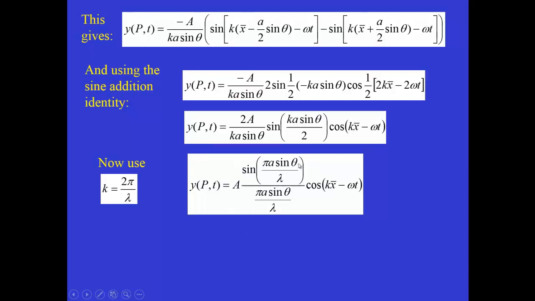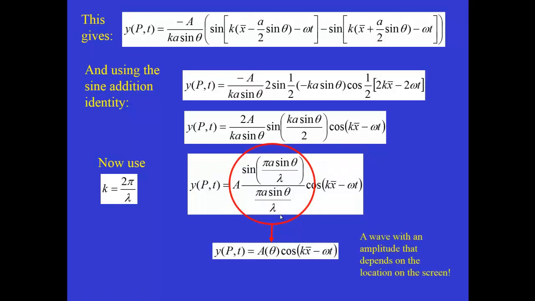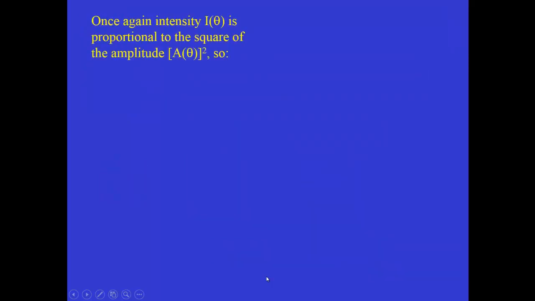The entire term out in front of the cosine can be regarded as an amplitude, but it's an amplitude that depends on the angle theta. So what we have is a wave that has an amplitude that depends on where we are on the screen. So for certain values of theta, we'll have an amplitude that has a maximum value, and then for other values, we'll have an amplitude that's equal to 0. And that's exactly what we see on the screen, an alternating series of bright and dark fringes.